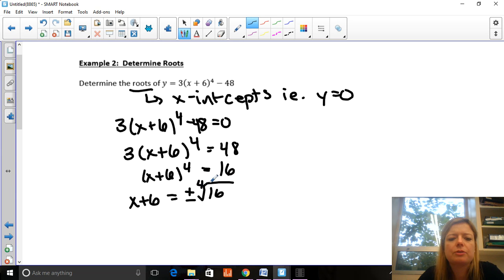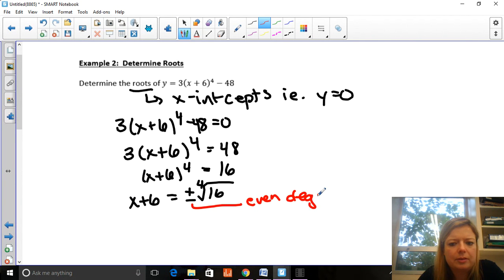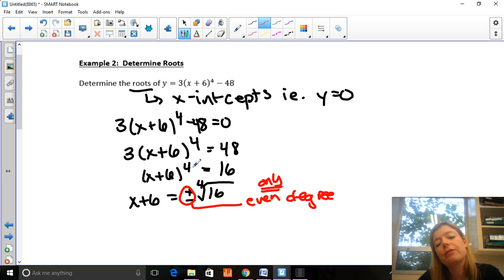Okay, remember this 4 here shows a quarter root. And because this is an even degree, we need to take the plus or minus. Okay, you only do the plus and minus if it is an even degree that you're taking. If it's the power of 3 that you're undoing, you actually don't need to do the plus or minus. And you can think about why that's true, okay? If you don't understand that, please put a star here and ask me about that tomorrow.